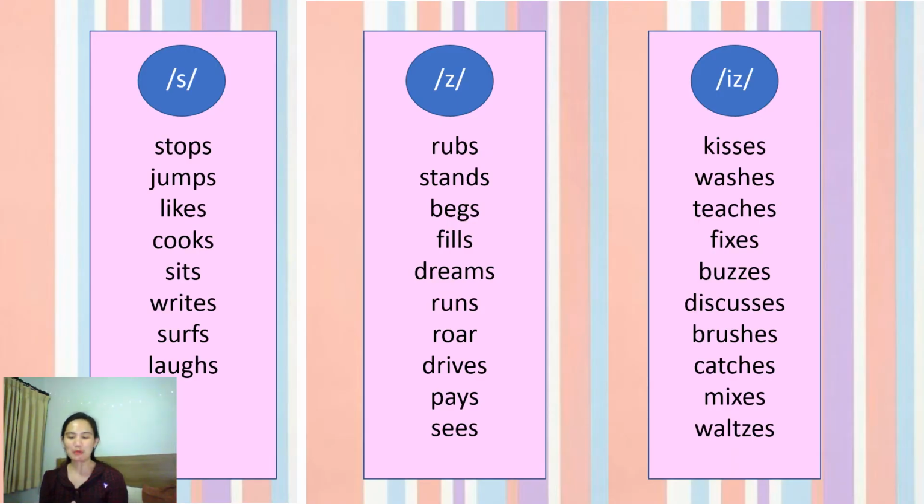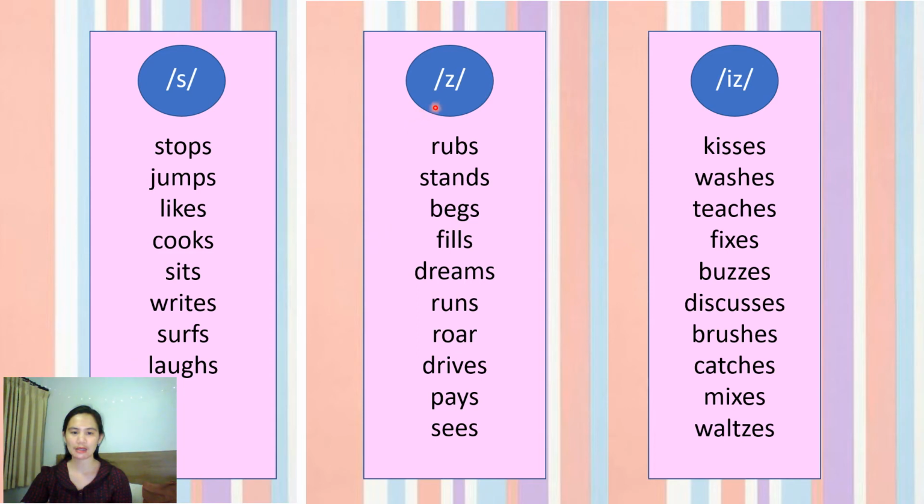Let's read the simple present tense of verbs with emphasis on the last sound of S. S as S sound. Stops, jumps, likes, cooks, sits, writes, surfs, laughs.